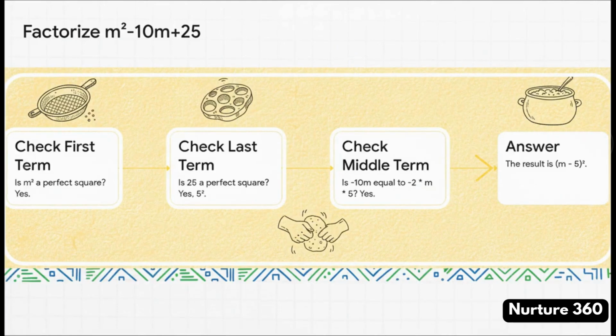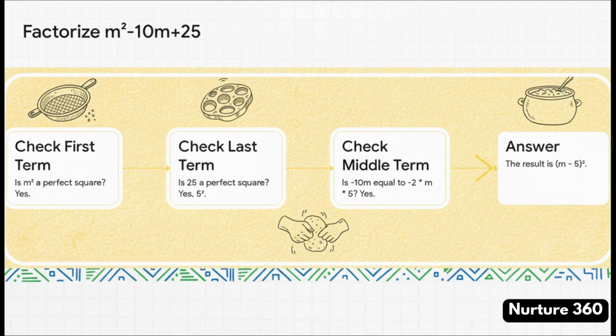Okay, let's run through the checklist here for m squared minus 10m plus 25. First up, is the first term a square? Yep, m squared is a square. What about the last term, 25? Well, that's 5 squared. So far, so good. Now for the final test. Is that middle term negative 2 times our m times our 5?